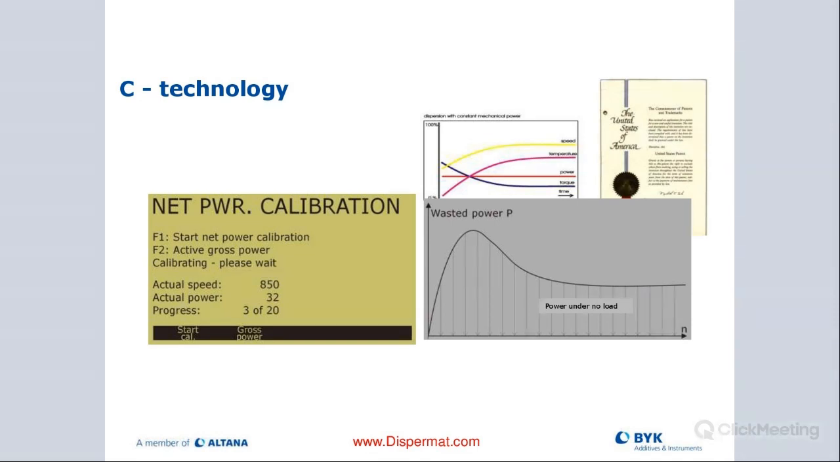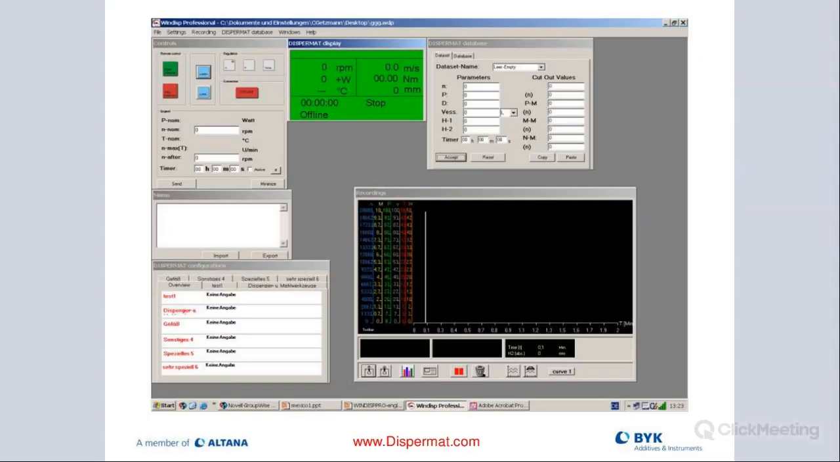We have net power calibration. That's just a feature that allows you to set the machine to an absolute 0 point so that no machine input, like the mechanical power it needs to operate itself without product, is calculated in, for example, a torque value or the energy input when it's displayed. So we call that a net power calibration.